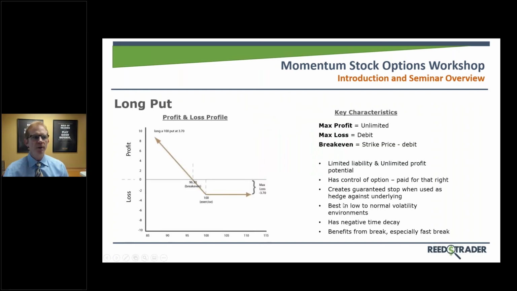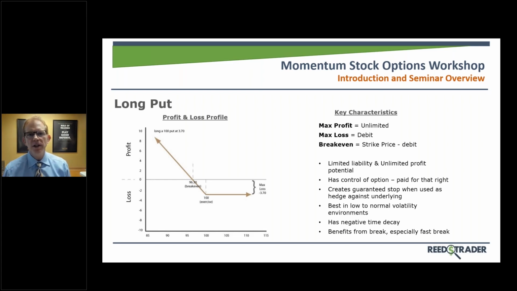Okay, now we're going to move on to the puts. As I said, people get calls pretty easily. The put is always the bigger challenge. So with a put, we're purchasing the right to sell. That's what confuses people. We're purchasing the right to sell. Okay, so when we buy a put, our max profit is unlimited, bound by zero. Can't go to negative value. So it's effectively unlimited, but it does have a zero boundary.